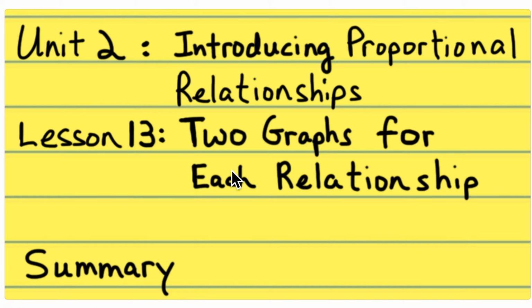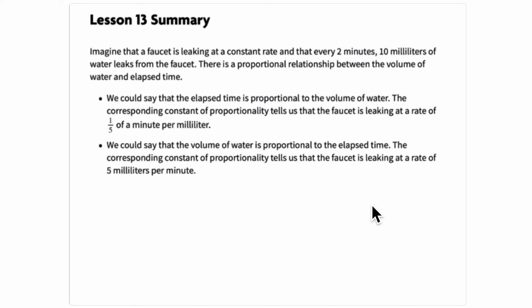This is the summary for lesson 13, two graphs for each relationship. So for every proportional relationship, you can always draw two graphs, and likewise, you can always write two equations, one equation for each of those graphs.